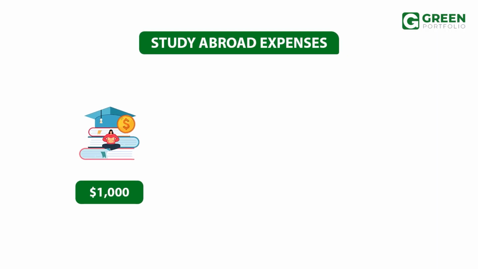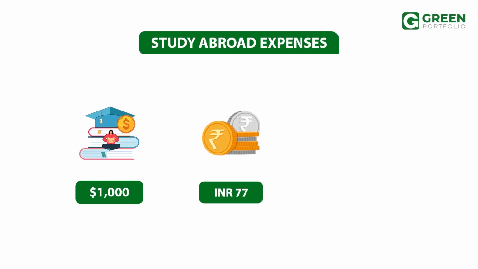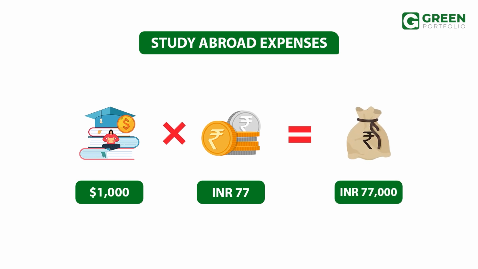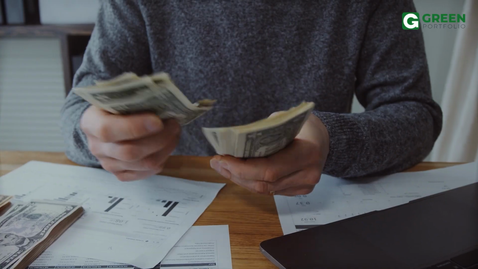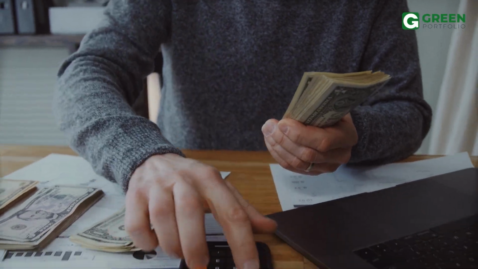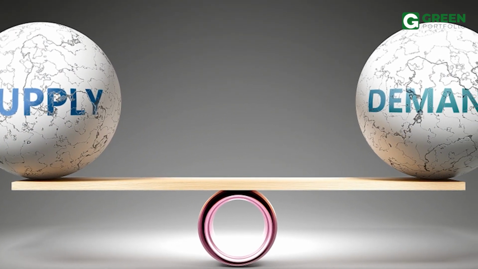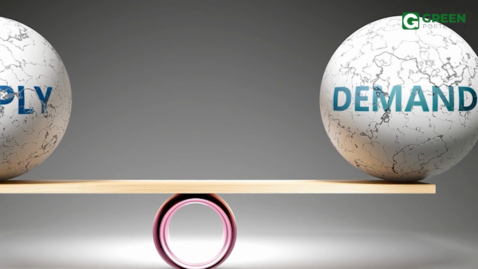For example, your kid wants to study in the US. The fees of the college is $1,000. Assuming the rate to be 77, you'll have to pay 77 into 1000, that is 77,000 INR. But in case it depreciates further to 80 rupees, you'll have to shell out 80,000 rupees, a whopping increase of 3,000 rupees.